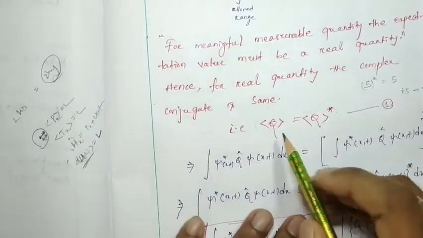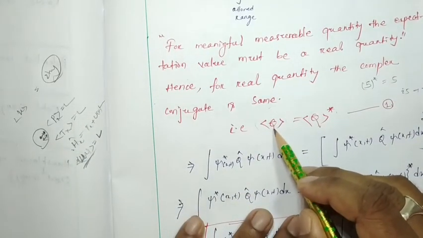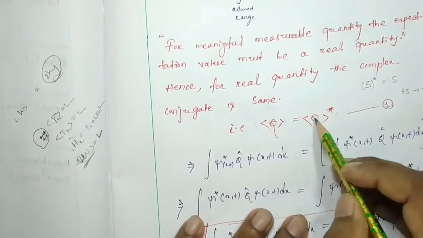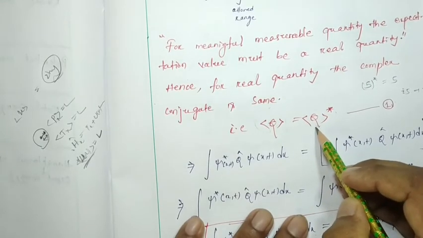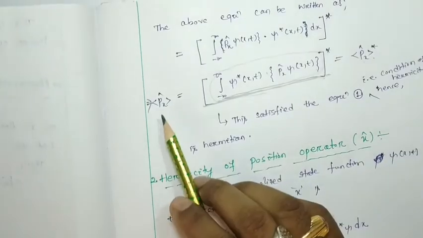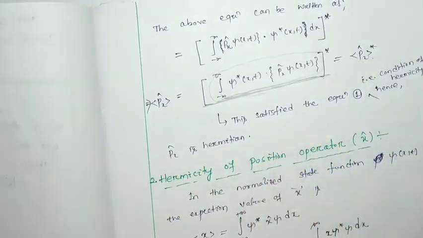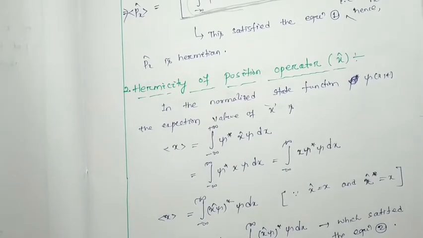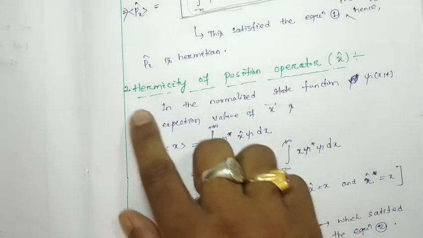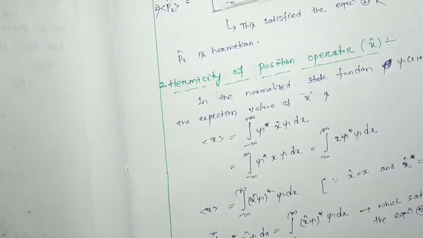Equation number 1 tells us that for any observable quantity, its expectation value will be equal to the complex conjugate of that expectation value. Here we also got the same thing. So hence px cap is a Hermitian operator. Now we have to consider the Hermiticity of the position operator.